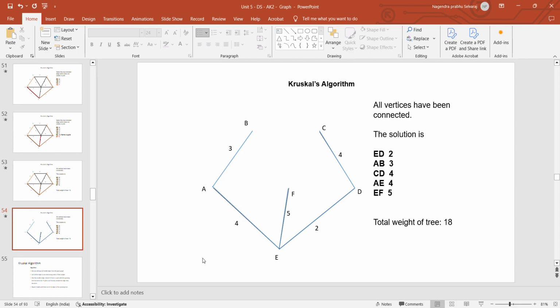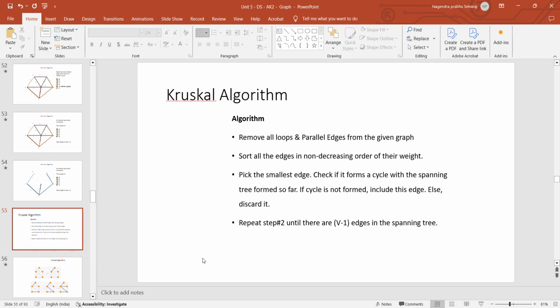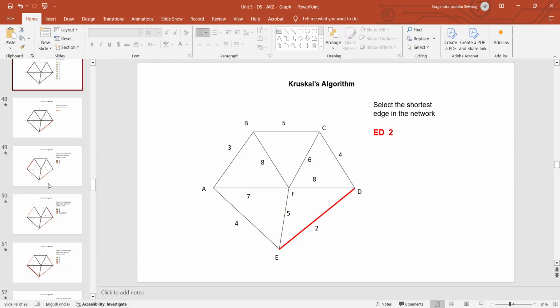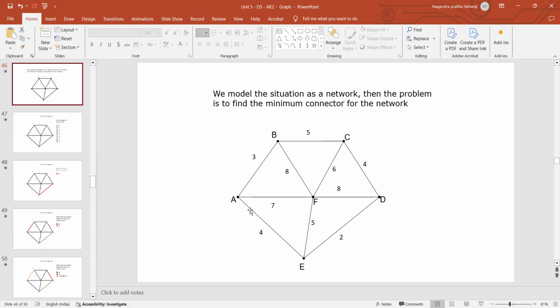For this problem, a simple algorithm is given here. You can read this, and using this algorithm you can start solving the problem. I will explain the algorithm from the start. The first step is to remove all loops and parallel edges. What are loops and parallel edges? For example, from A to B there may be multiple paths. This is one path, suppose one more path is there, another path is there. Like this, plenty of paths from A to B. You choose the minimum one and take that. That is step number 1.